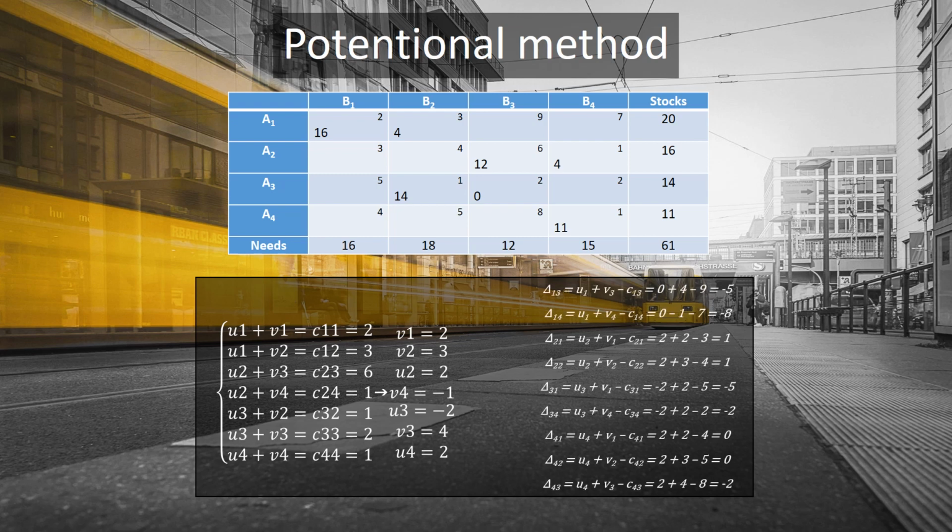Using the calculated potentials, we check the optimality condition U plus V less than or equal to C for unfilled cells in the table. If this condition is not met for at least one non-basic cell, that is U plus V is bigger than C, the current plan is not optimal and you need to move to a new reference plan.